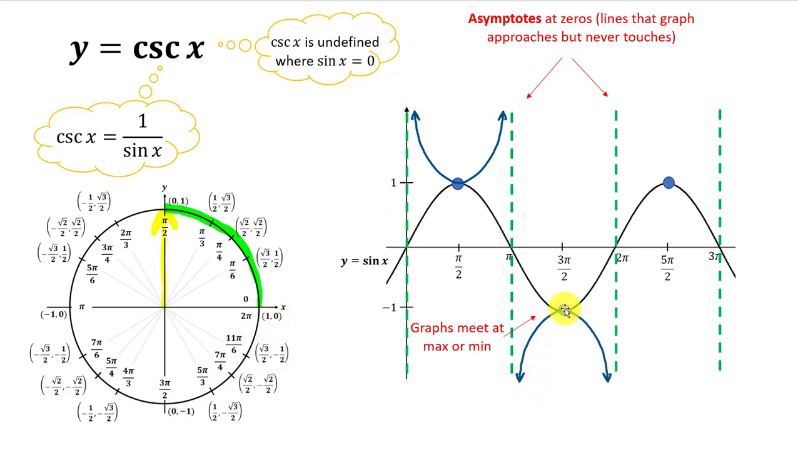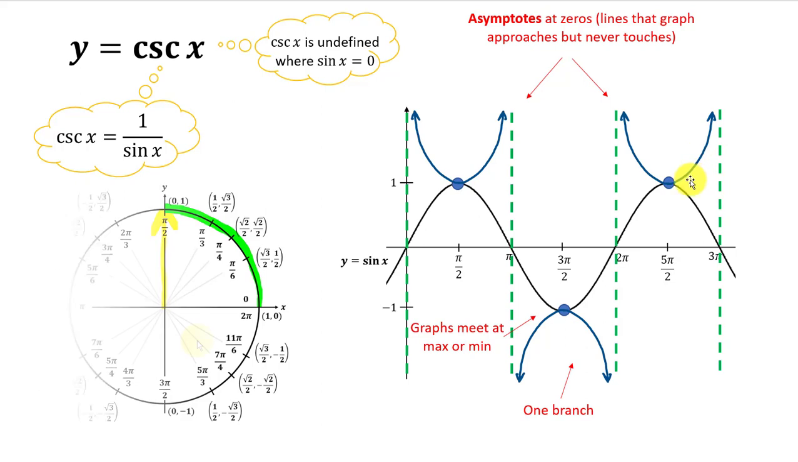So the branch of the cosecant graph will be down here. It will be facing down. And here's one more branch because the pattern is going to repeat. And as already mentioned, these portions of the cosecant graph are called branches. So here's one branch, here's another branch, and so on and so forth.